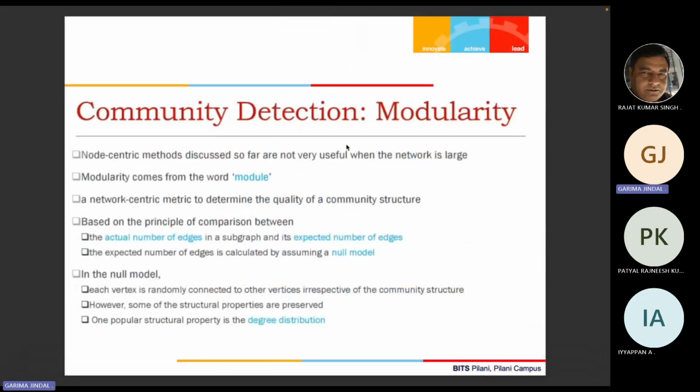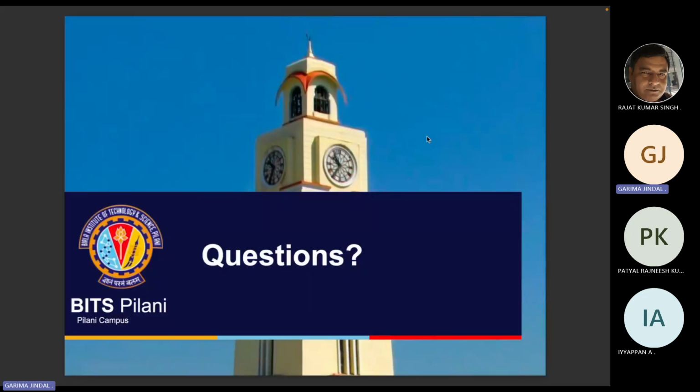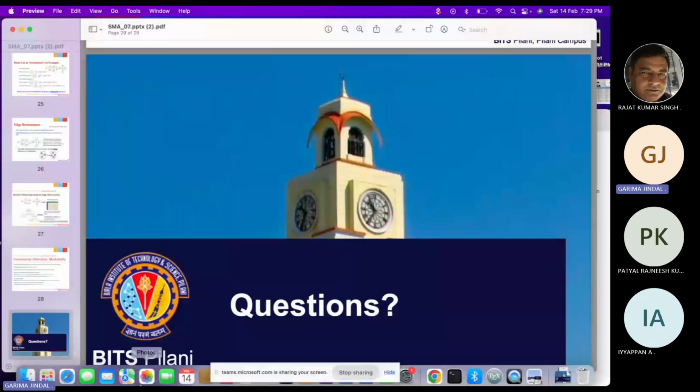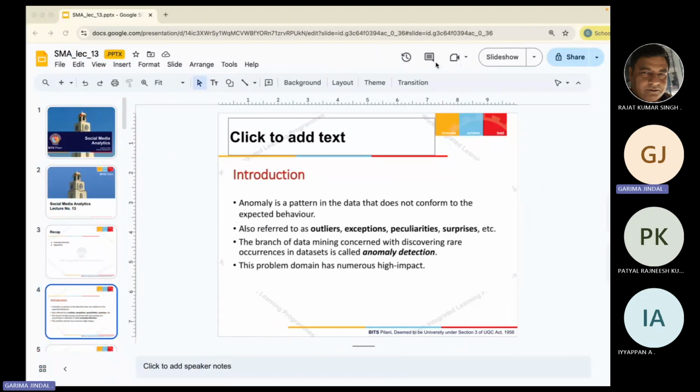Okay, so now there was another measure called modularity. Next we studied that whenever we have large networks, we cannot use the edge betweenness method or the other node centric measures. They are expensive to compute. So in those cases, we use the modularity measure in order to calculate the quality of the clusters. So based on modularity maximization, one can identify the communities. So now let's discuss the next lecture.